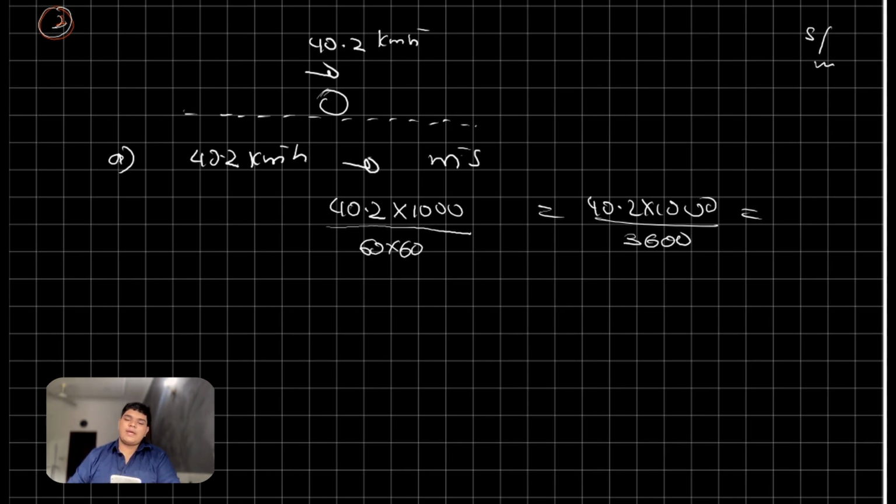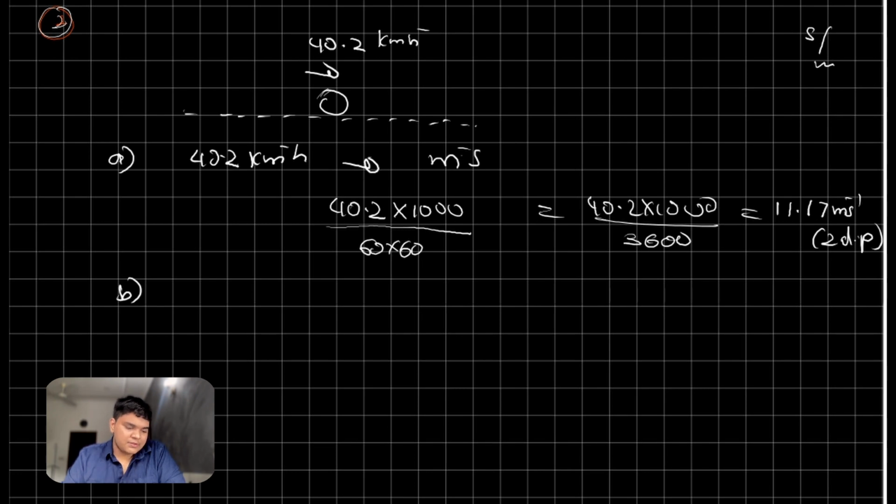Right, we would have 11.17 meters per second rounded to 2 dp, right? That would be your speed in terms of meters per second. First part is done. Let's look at B.